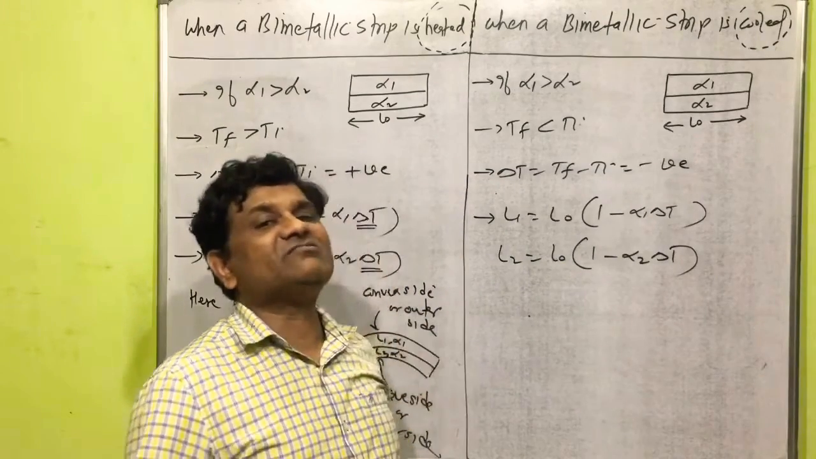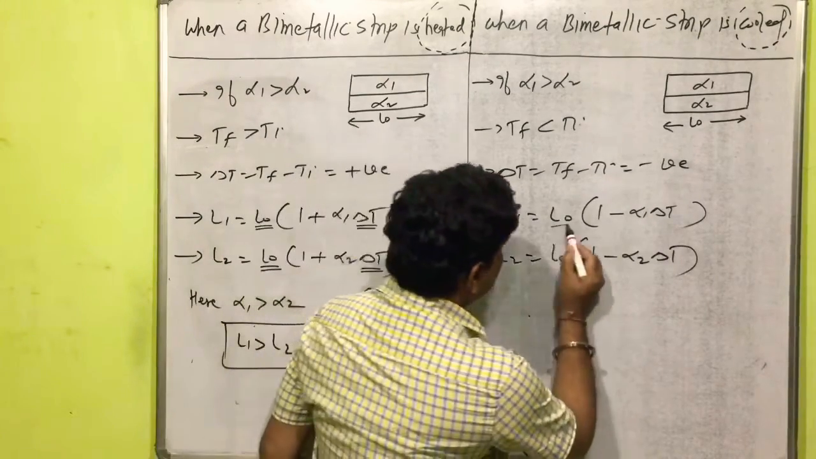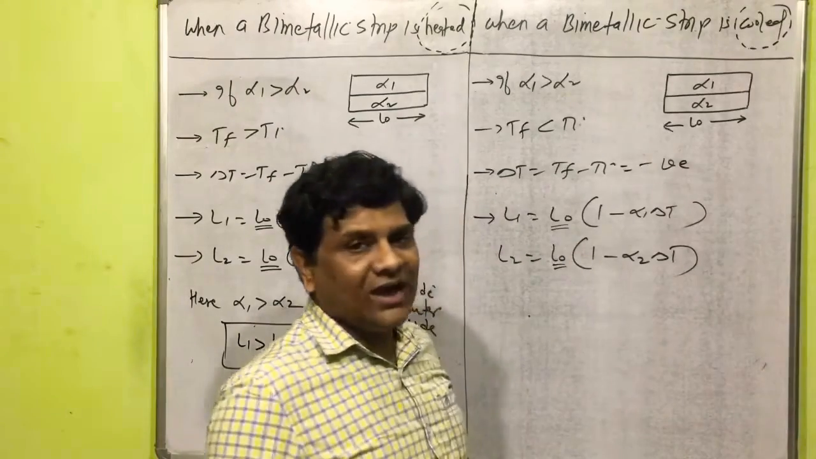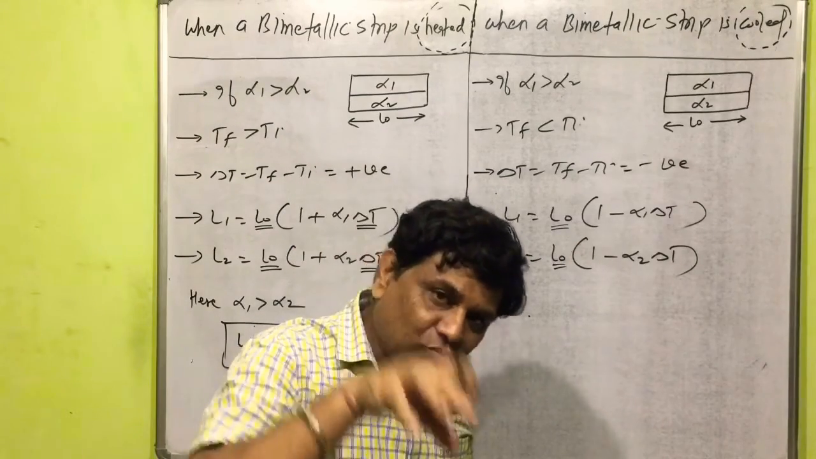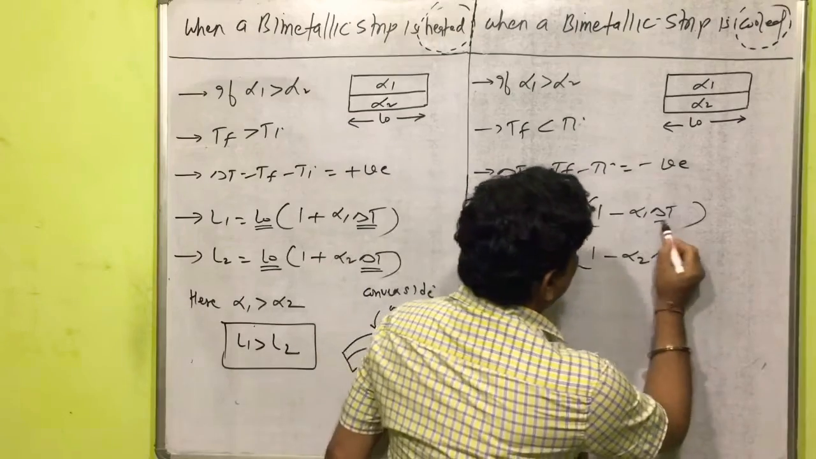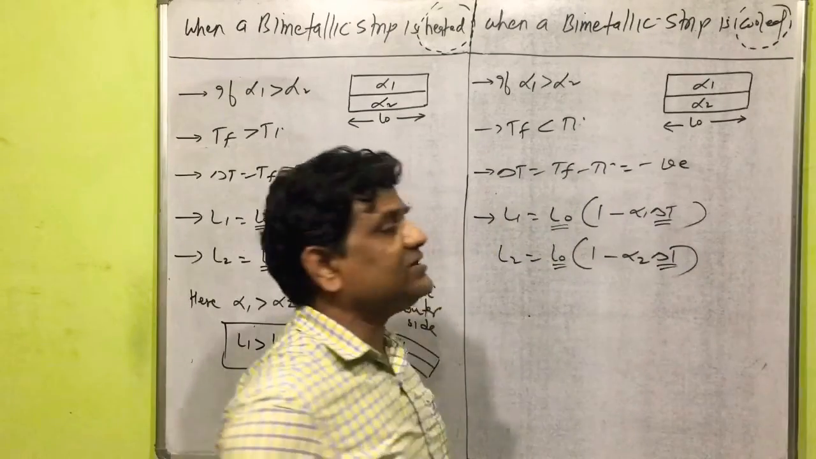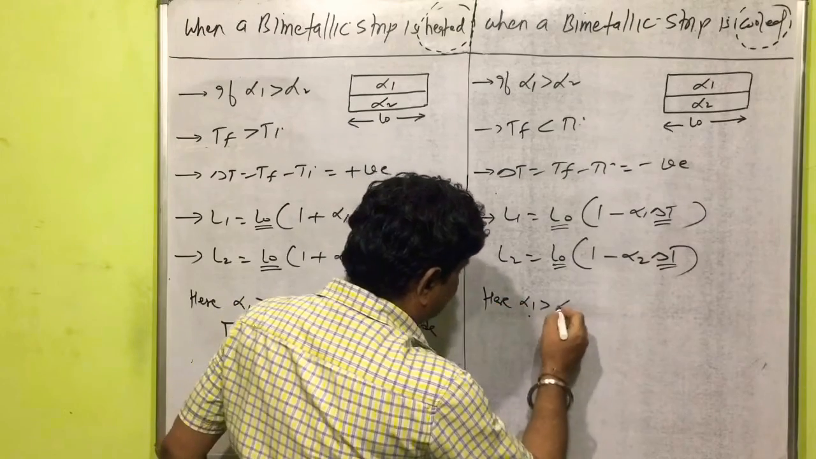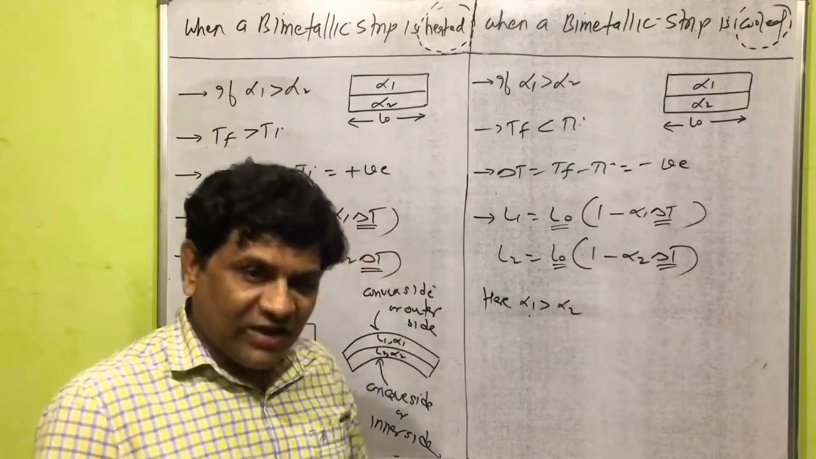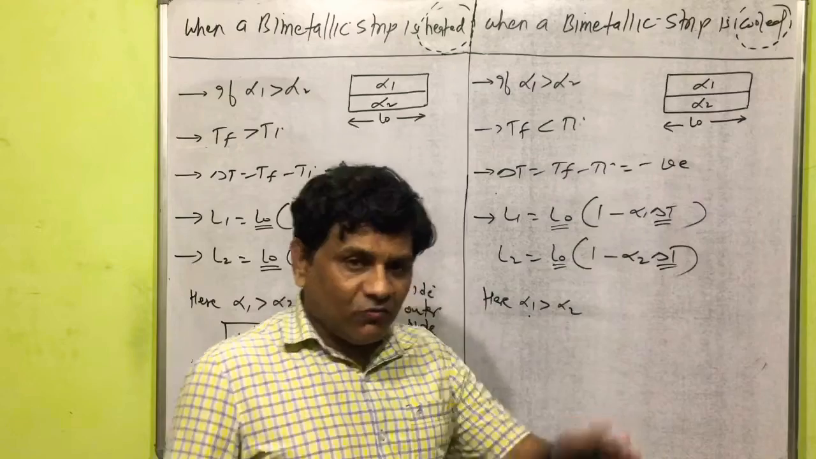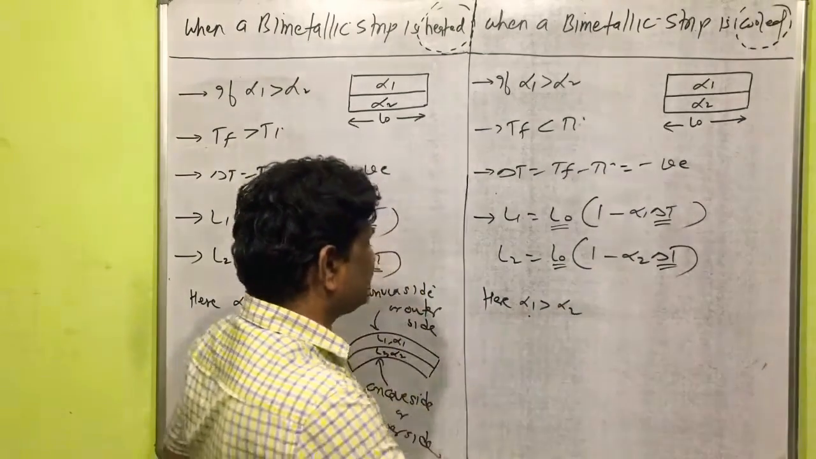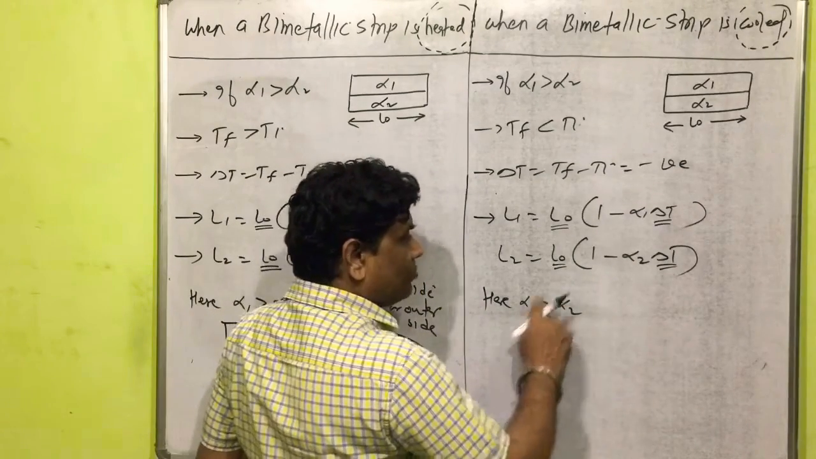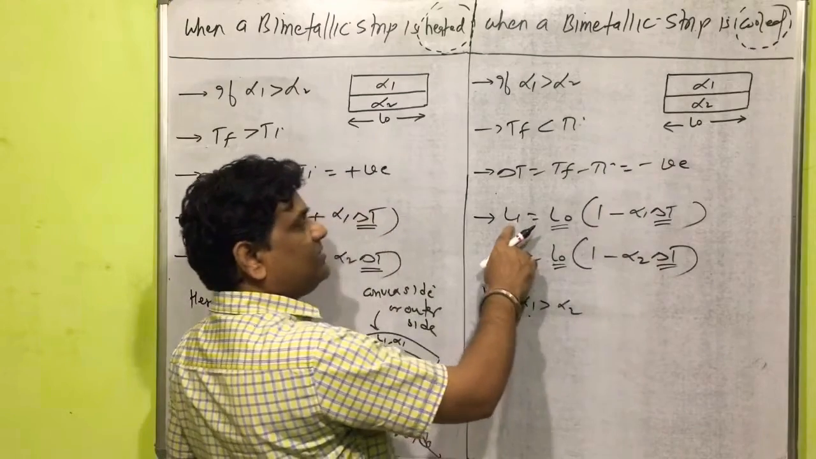Initially the bimetallic strip is straight, of length L0, and both strips are cooled to the same temperature. So delta T is the same. Here alpha 1 is greater than alpha 2. If alpha 1 is greater than alpha 2, what we will prove in class now here is this: more alpha 1, less will be the length.